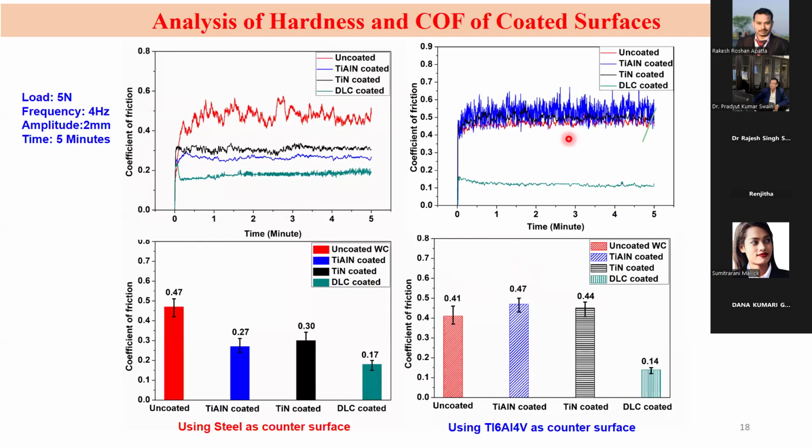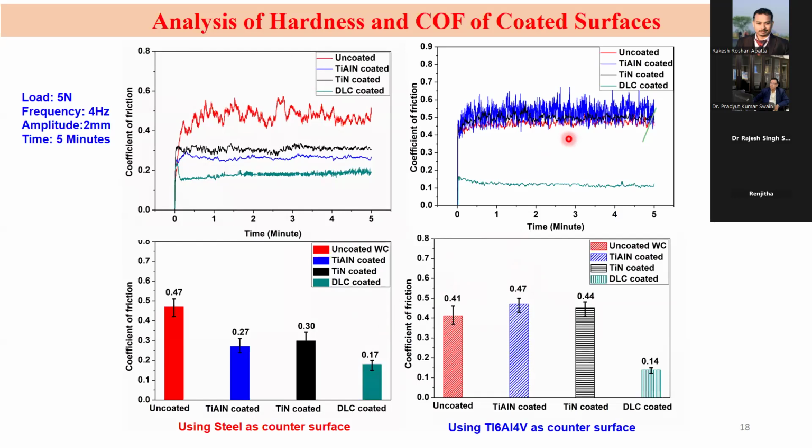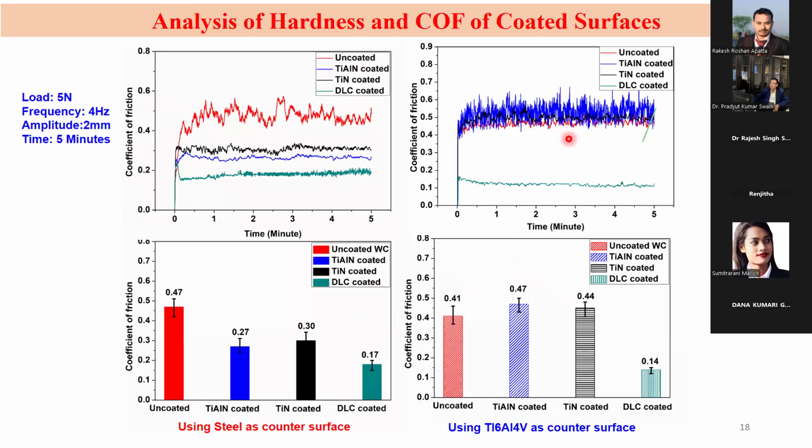And in the case where we used Ti6Al4V as a counter surface, this result actually is so interesting. That means here we see the coefficient of friction is more in case of TiLN and TiN as compared to the uncoated tool, which is the first time actually that we reported. And obviously least is for the DLC coated.